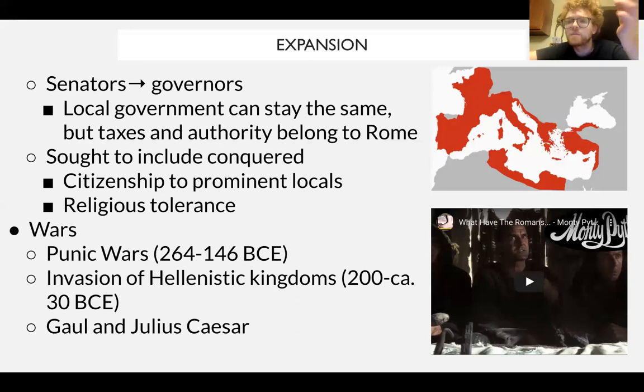But another thing that makes people want to join the Roman Empire is going to be the Roman Republic's building of infrastructure. I guess I can't show it on YouTube really, but there's a clip that we would watch in class, the famous Monty Python sketch, What Have the Romans Ever Done for Us? And it turns out Romans did a lot, like building infrastructure, and people like that.